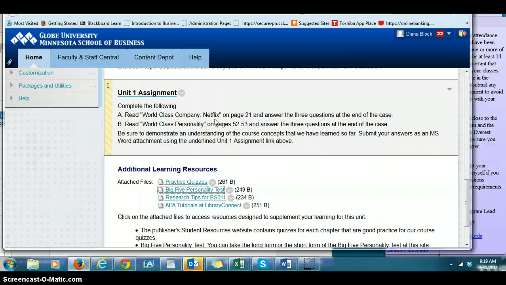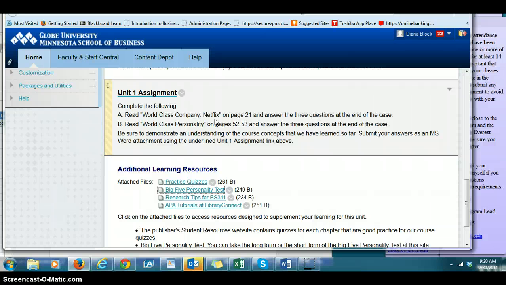A helpful guide is the chapter summary and key terms. For chapter 1, the chapter summary and key terms is on page 24 and continues on to page 25. And it lists all of the key concepts, theories, and terms that are in that chapter. So your responses to the case questions about Netflix should include at least some of these key terms and concepts.